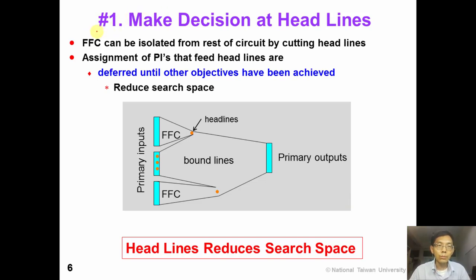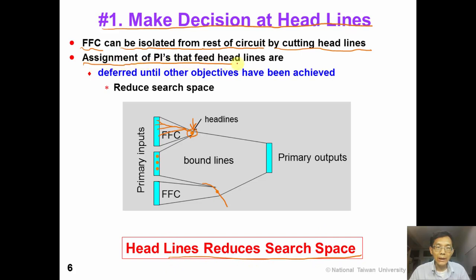So the FAN algorithm proposes to make decisions at head lines. The reason is very simple. A fan-out free cone can be isolated from the rest of the circuit by cutting the head line, as we can see in this picture. The orange dot represents a head line, and on the left of the head line is a fan-out free cone. So we can partition this circuit by cutting the head line, and we just make decisions at the head line. Similarly, we can cut this part from the head line. In this way, we can greatly reduce our search space.